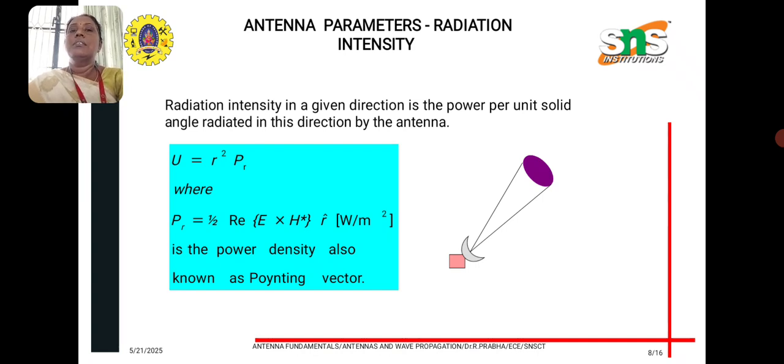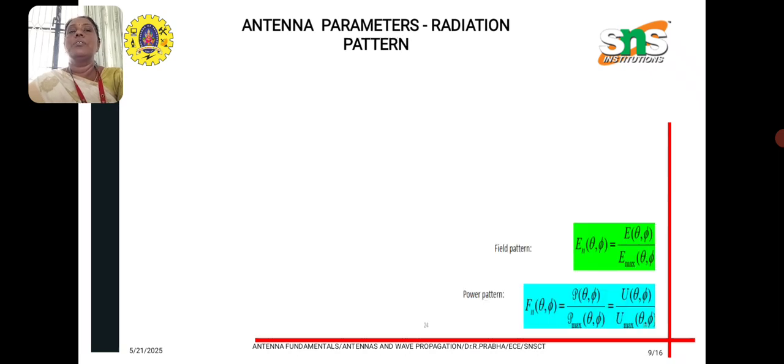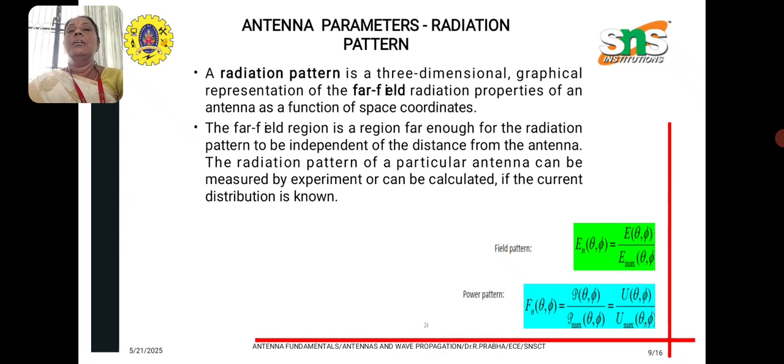And here E is the electric field intensity, H is the magnetic field intensity. Here H star represents the complex conjugate of the magnetic field intensity. And another important parameter is the radiation pattern. The radiation pattern is a three-dimensional graphical representation of the far field radiation properties of an antenna, and it is a function of space coordinates.